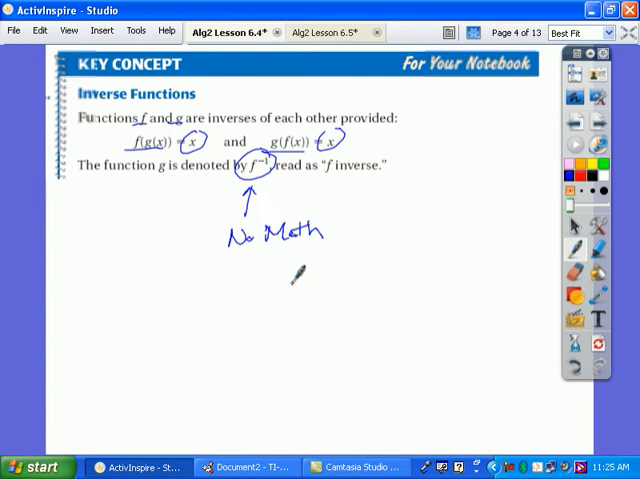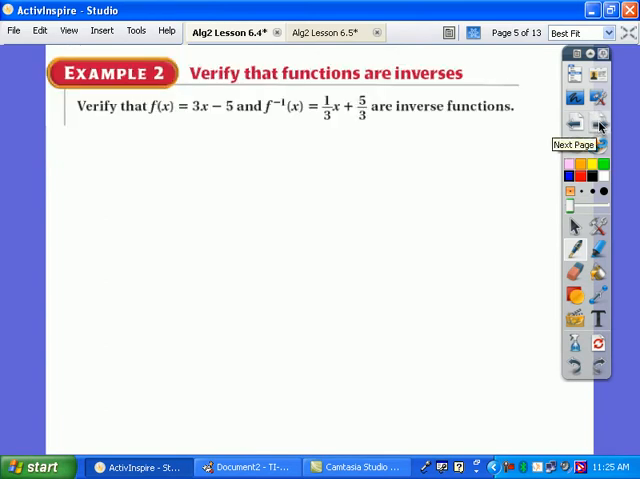Here's an example where they give us f of x equals 3x minus 5, and they tell us that this other function, we think it's the inverse, and so they use this notation. I think they use it maybe a little bit prematurely because we haven't verified that they truly are inverses. But to do so, we would compose f of f inverse of x, and we would compose f inverse of f of x.